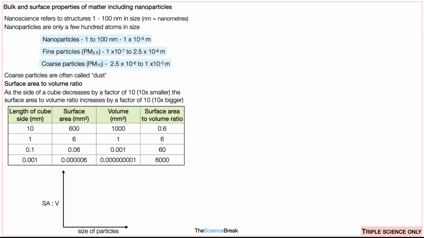If we were to look at it in a graph, it would look a bit like this. And if we look at the size of particles in the smaller region of the graph there, you can see that the smaller you get, the bigger the surface area to volume ratio.